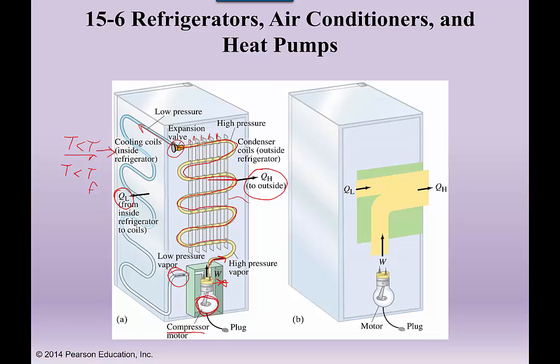So we compress gas, make it hot. We allow it to go through these coils, which allows it to dissipate the heat to the environment. That's our QH, our Q hot. We then allow it to expand, get even colder, and it absorbs QL, an amount of energy from the inside of the refrigerator, and then that process keeps repeating over and over again.